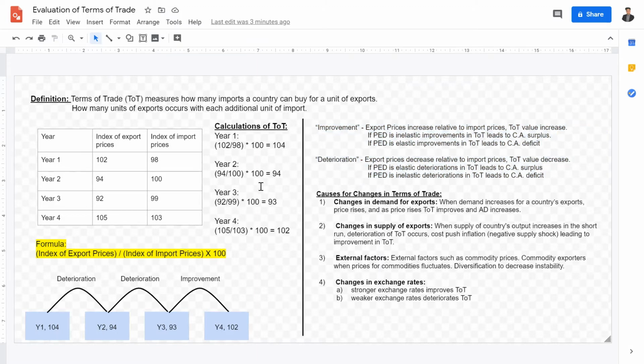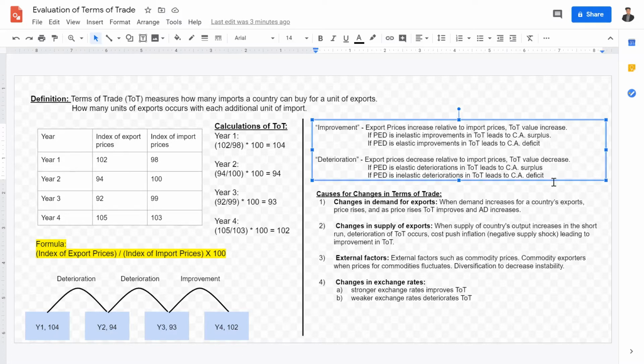Taken from face value, an improvement in the terms of trade is when the value of the terms of trade increases. For example, from Y3 to Y4, we have an improvement in the terms of trade from 93 to 102. And from Y1 to Y2 and from Y2 to Y3, we have a deterioration of the terms of trade. Now, an improvement in the terms of trade is not always good, and a deterioration of the terms of trade is not always bad. What do I mean by that?